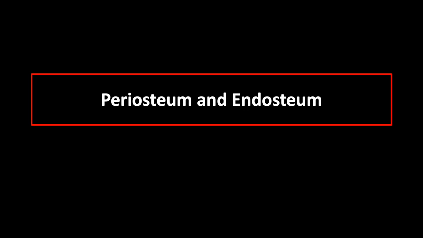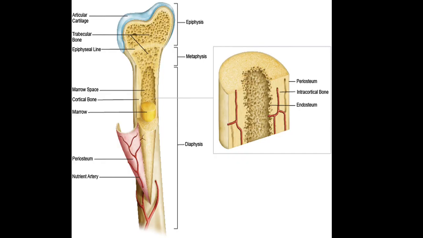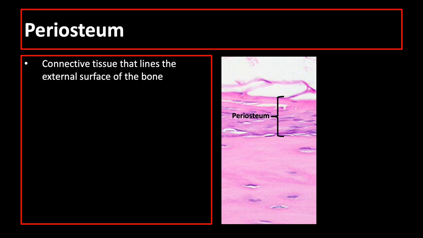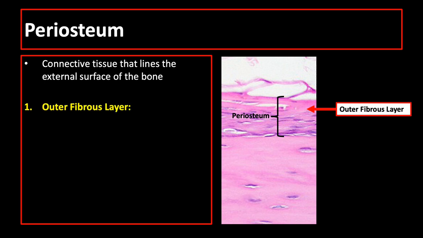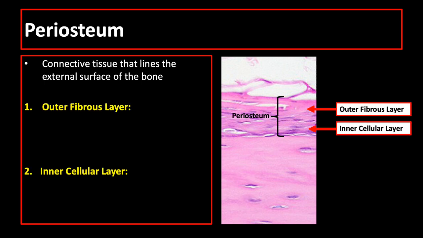Now let us discuss periosteum and endosteum. Periosteum is the covering of the outermost or most external surface of the bone, while the endosteum is the covering in the inner medullary cavity. Again, periosteum is the connective tissue that lines the external surface of the bone, and it has two layers, the outer fibrous layer and the inner cellular layer.